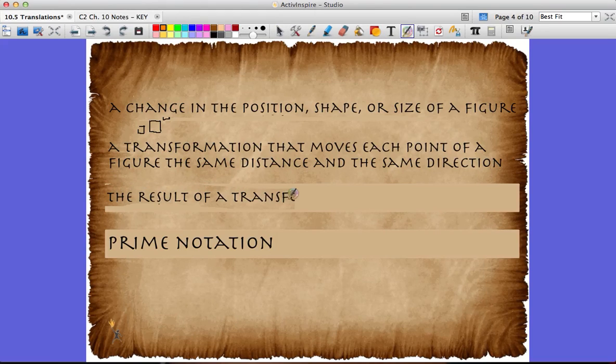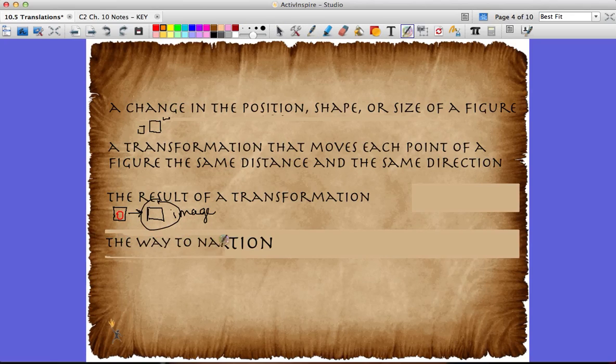The image is the result of a transformation. So this is your after picture of your shape. So if this is your original shape, and you can use O for original or write original, whatever's going to help you remember, and then the shape moves this way, this shape is the image. It is the second shape.